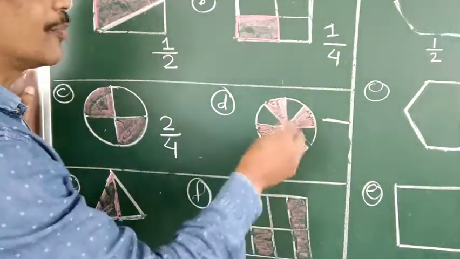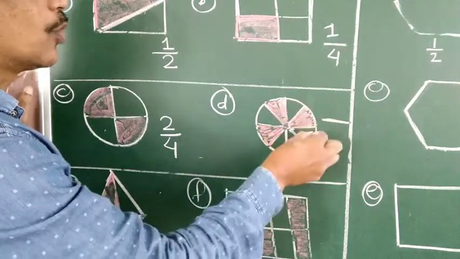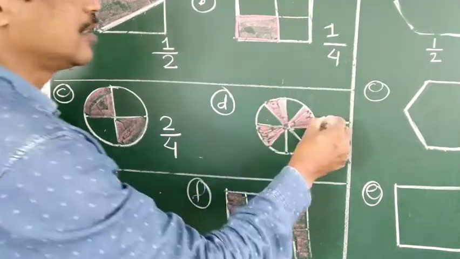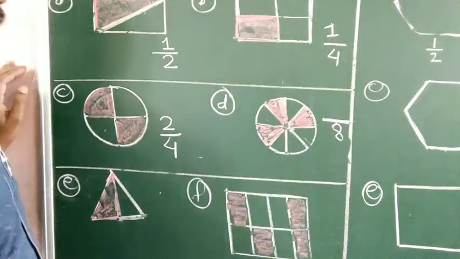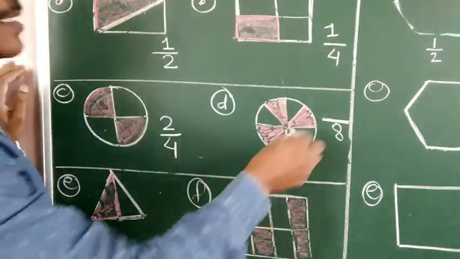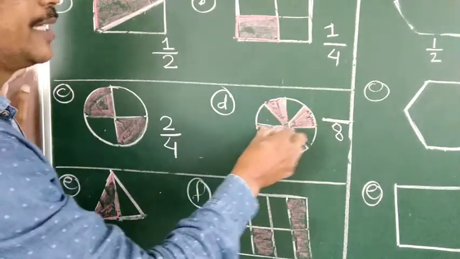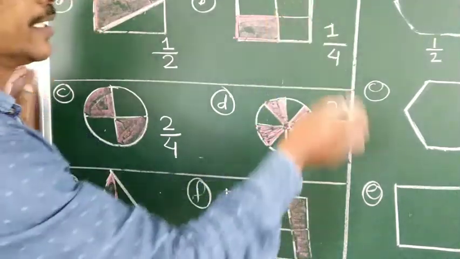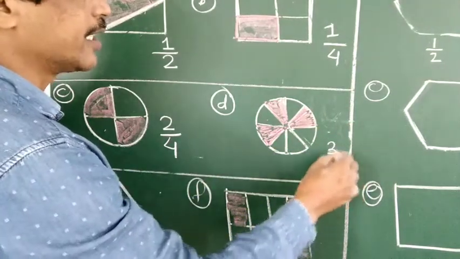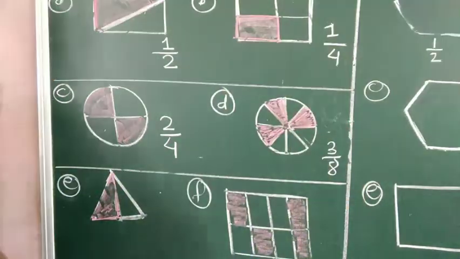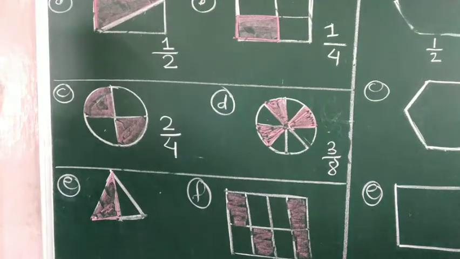Next, see this is one more circular sheet, and now see how many parts are colored here. What is the total number of parts? 1, 2, 3, 4, 5, 6, 7 and 8. Total 8 parts are there, and out of these total 8 parts, see this 1, this 2 and these 3 parts are colored here. So you can write here 3 by 8 as the fraction for the colored part. Okay, 3 by 8 is the fraction for the colored part.